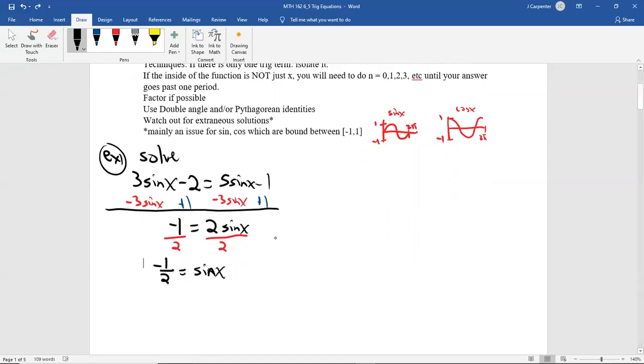All right, so sine of x equals -1/2. I'm actually going to draw up the little triangle. I know I don't do that too often. I usually pull up the other document, but let's draw it up this time.